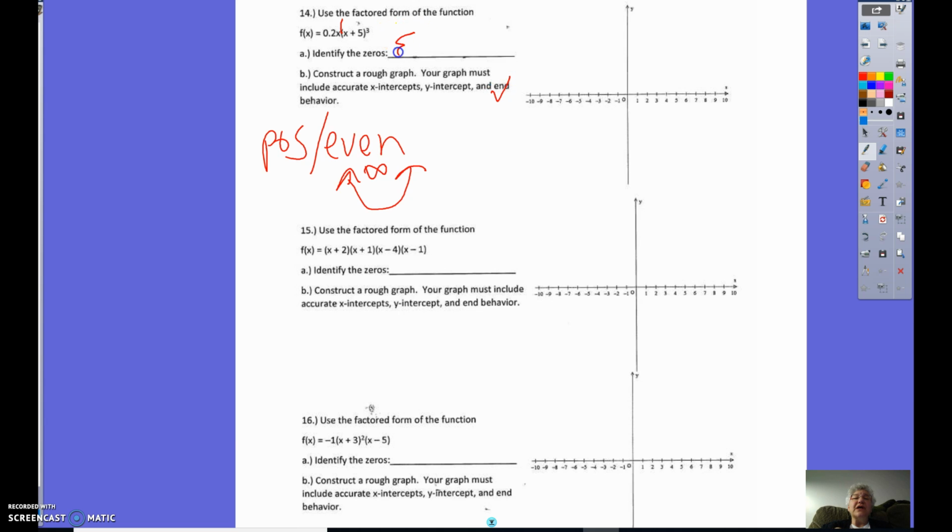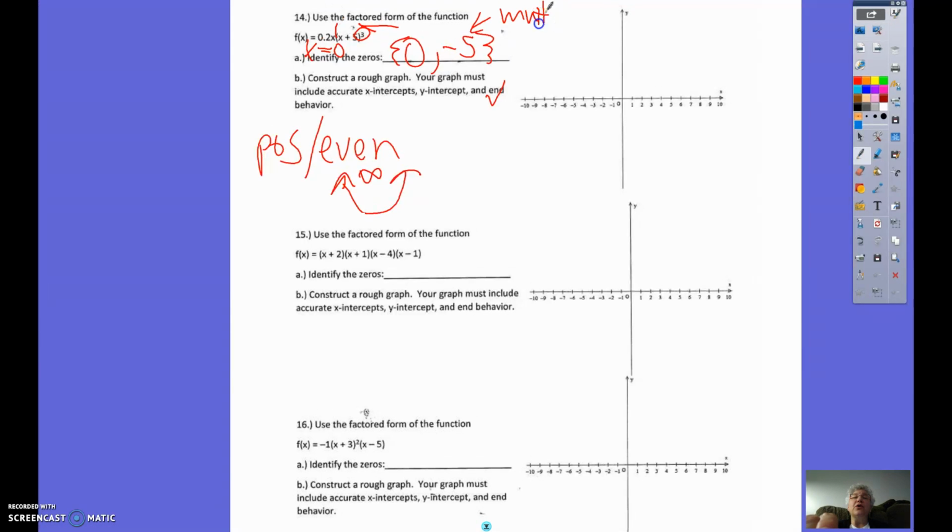For my zeros, I'm going to look at the factored form of the equation, and I'm going to see that I have x here. So 1 x-intercept is going to be 0. The other x-intercept is going to be negative 5. Now, my question becomes multiplicity. Multiplicity has to do with how many times an x-intercept or zero appears. For negative 5, it's going to be multiplicity of 3. And I know that because the exponent is 3.